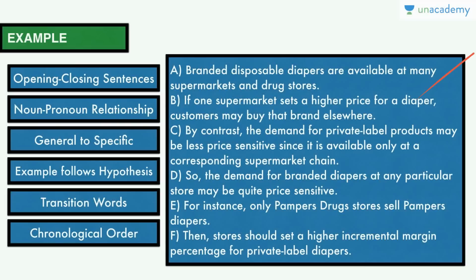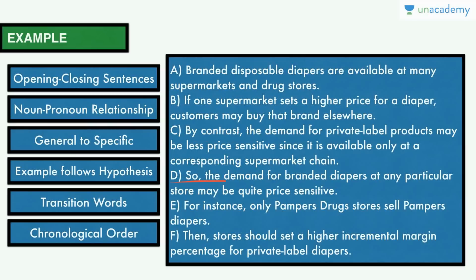What will follow A? That is a good question. What will follow A? Could it be B? Branded disposable diapers are available at many supermarkets and drugstores. Okay, fine. If one supermarket sets a higher price for a diaper, customers may buy that brand elsewhere. That is what price sensitivity means. D and C are the contrasting statements. By contrast, it will not be C. C will come after D.